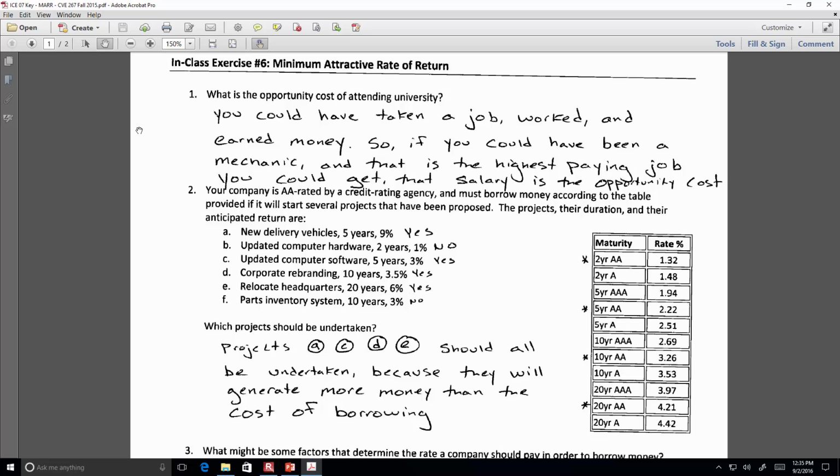We're all in agreement that projects A, C, D, and E are the ones that should be funded, right? And we should reject project B and F, the rule being that the borrowing cost was greater than the return. So anytime the borrowing cost is greater than the return, say no to that alternative. All right?